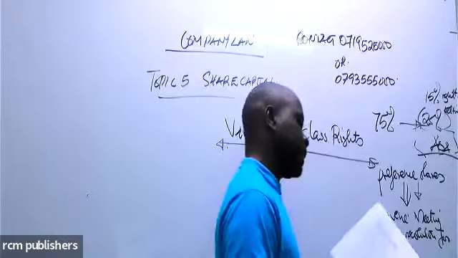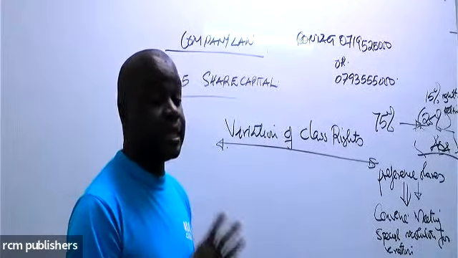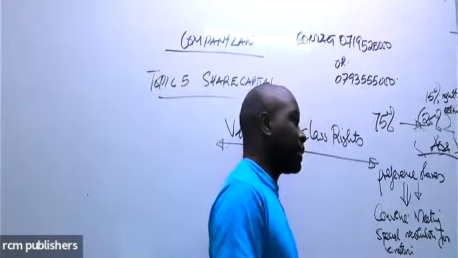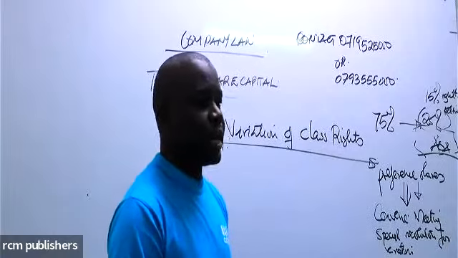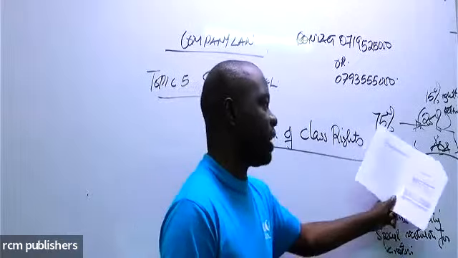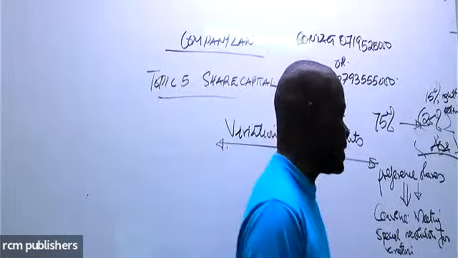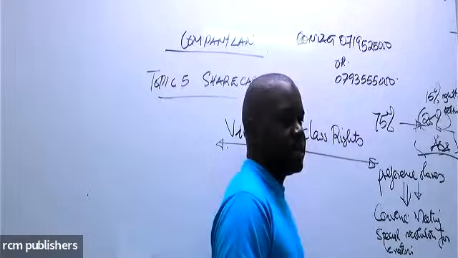So the company can't just wake up one day and say the rights are varied. The members of that class of shares have to do what? Approve of it through what we call what? A special resolution. That is 75% plus of the voting rights in that class of shares.